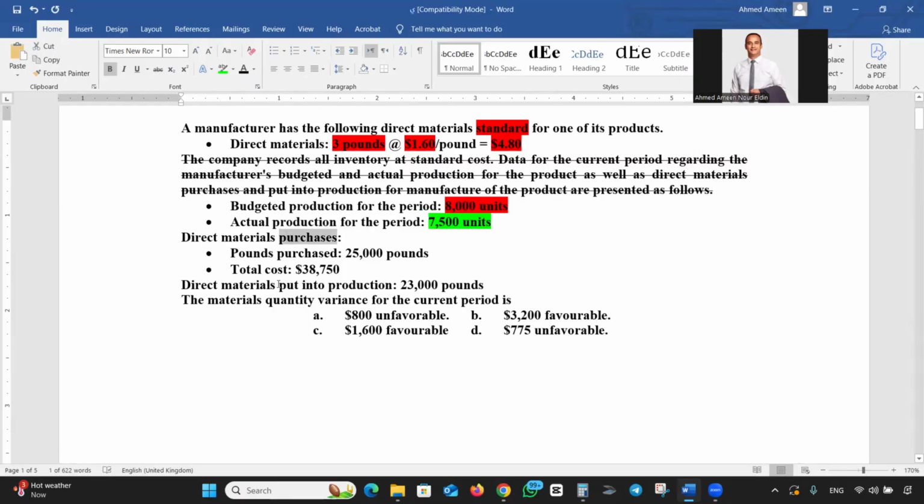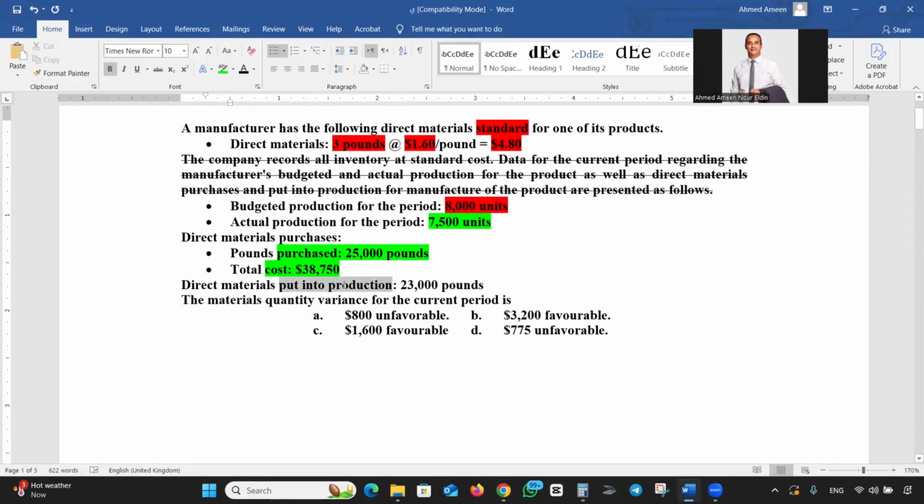Direct material purchases that we actually purchased was 25,000 pounds. Because we buy direct material, it is calculated in pounds. Total cost was 38,750, which is an actual amount too.